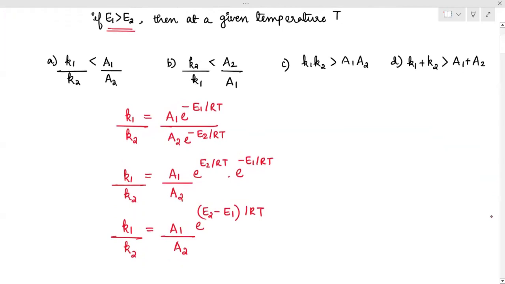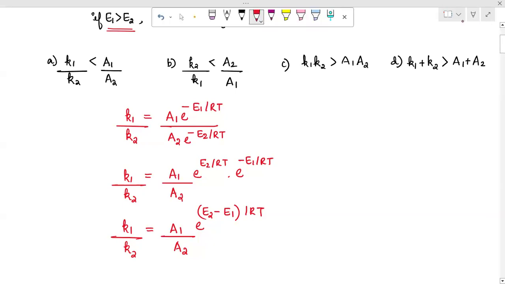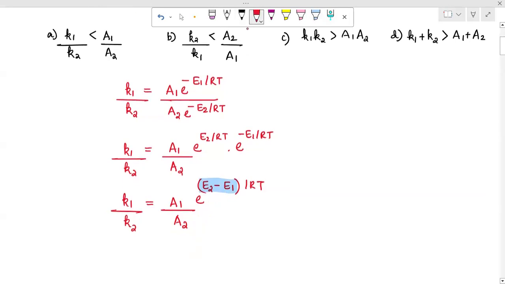Now, you can either take k1 by k2 or you can take k2 by k1. Anything is fine. Just to start with, I have taken k1 by k2. Any way you approach, you will get the same answer. Now, in the question, they have given that the value of E1 is greater than E2. Correct? If so, then what will happen over here?